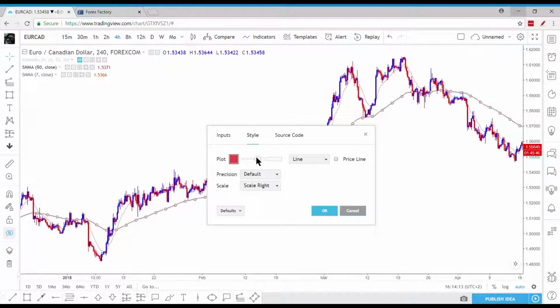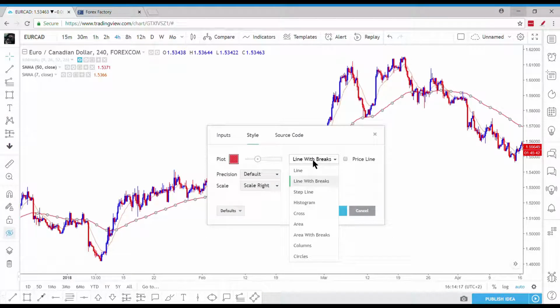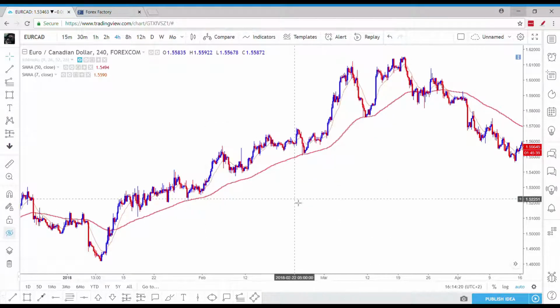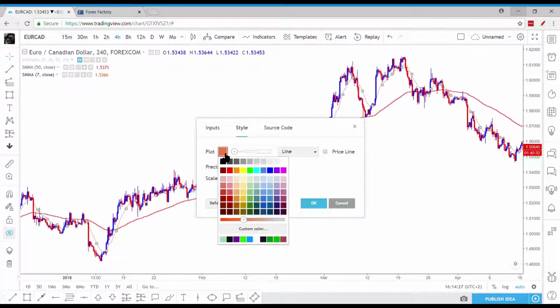The style, put it thick and with a step line. All right, and this one, the second one, in orange or yellow.